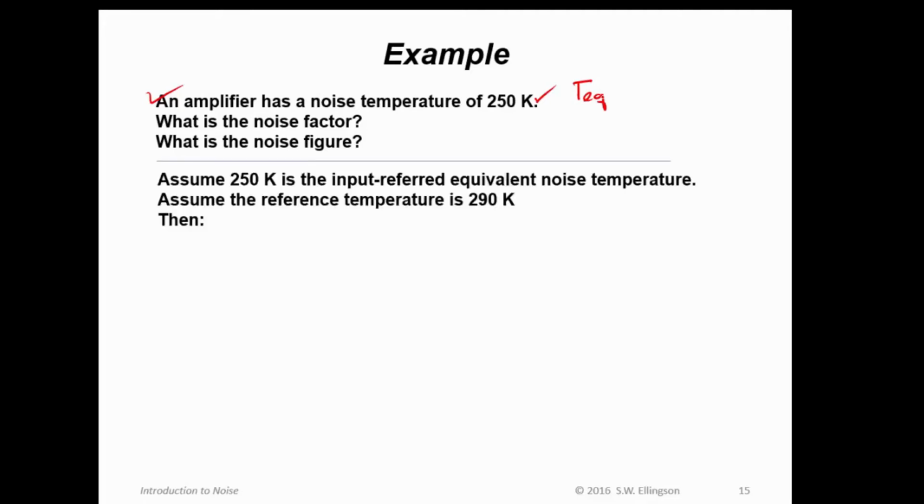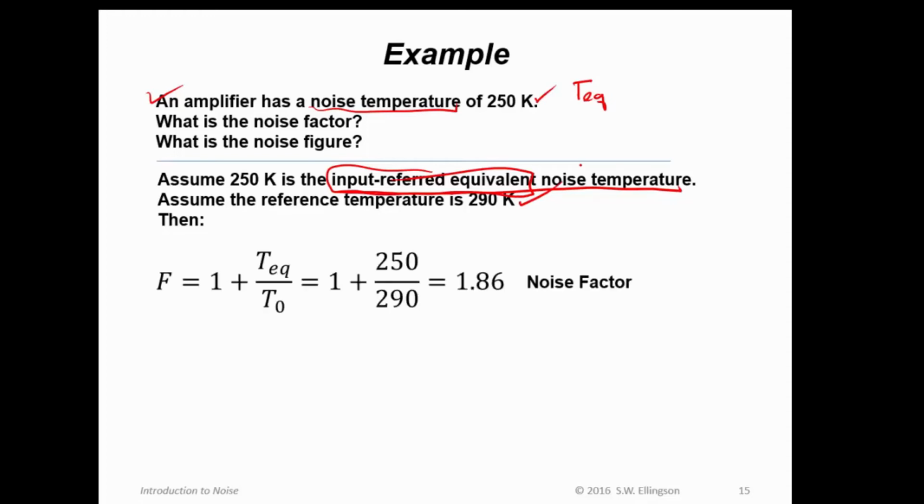First, assume 250K is the input referred equivalent noise temperature. It didn't say it here, but that's how we've been talking about it. So let's assume that that's the case. Then let's assume that the reference temperature is 290K. If we do that, then we find that the noise factor, 1 plus the ratio of TEQ to T naught, is 1 plus 250 over 290K, which is 1.86, and that's the noise factor. To get the noise figure, I take 10 log 10 of that number, and I get 2.7 dB. That's a very typical kind of noise figure for an RF amplifier.